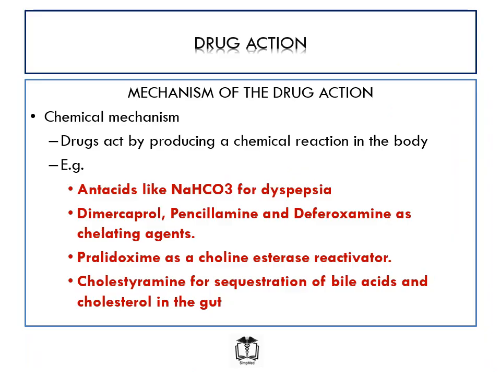The second mechanism of drug action is the chemical mechanism. Drugs that are categorized under this mechanism are drugs that produce chemical reactions in the body. So drugs like antacids, such as sodium bicarbonate, chelating agents like dimercaprol, penicillamine, deferoxamine are also classified under this group. Pralidoxime, which is a cholinesterase reactivator, and then cholestyramine, which is a bile acid sequestrant. All these drugs are classified under the chemical mechanism because they are all involved in producing chemical reactions within the body.